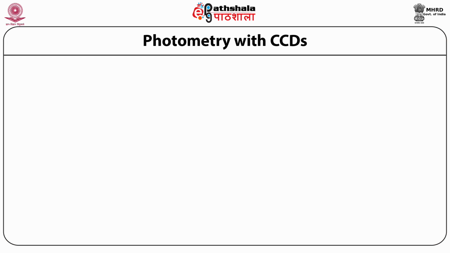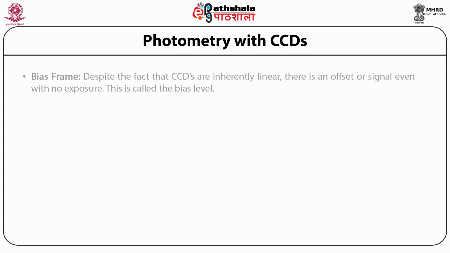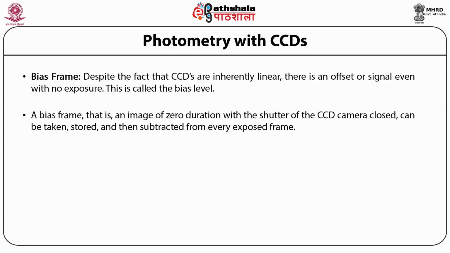A few things are important to know, such as what we mean by the bias frame. Despite the fact that CCDs are inherently linear, there is an offset or signal even with no exposure. This is called the bias level. A bias frame, that is an image of zero duration with the shutter of the CCD camera closed, can be taken, stored and then subtracted from every exposed frame. The preferred practice is to use the average of several bias frames.